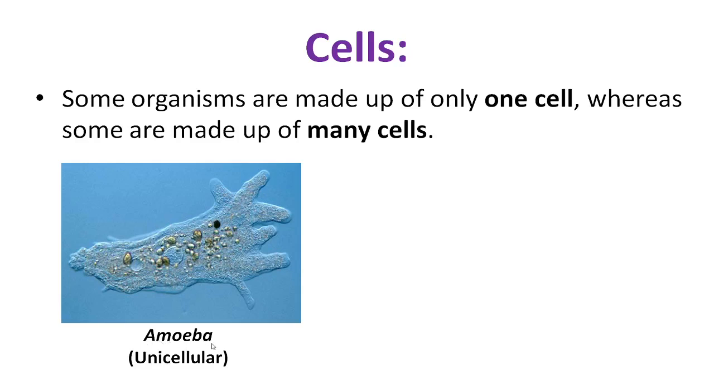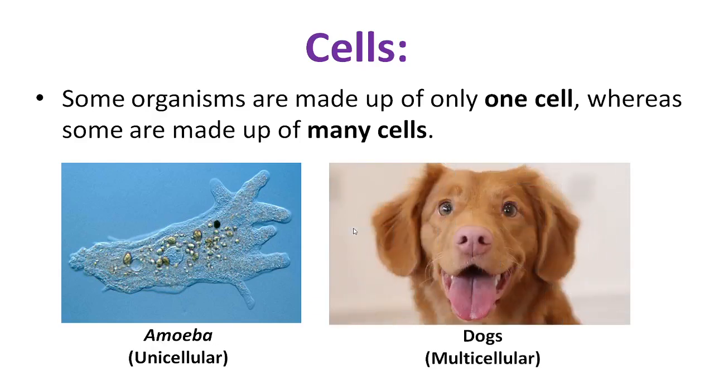Okay, and then there are other organisms like us, our pet animals, dogs, and we see plants, flowers. They are all made up of many cells. So we are multicellular. Dogs are multicellular, which means a dog is made up of many cells, billions, trillions of cells. Okay, so single cell organism, many cell organism.